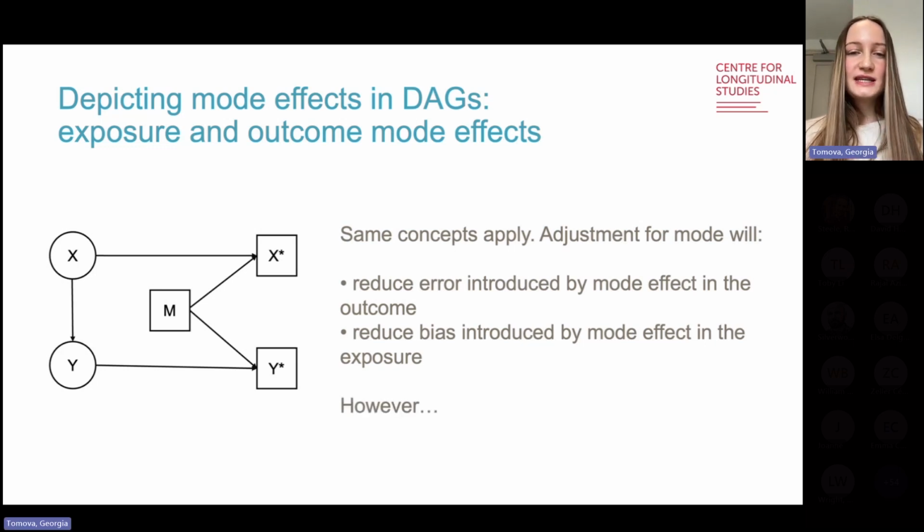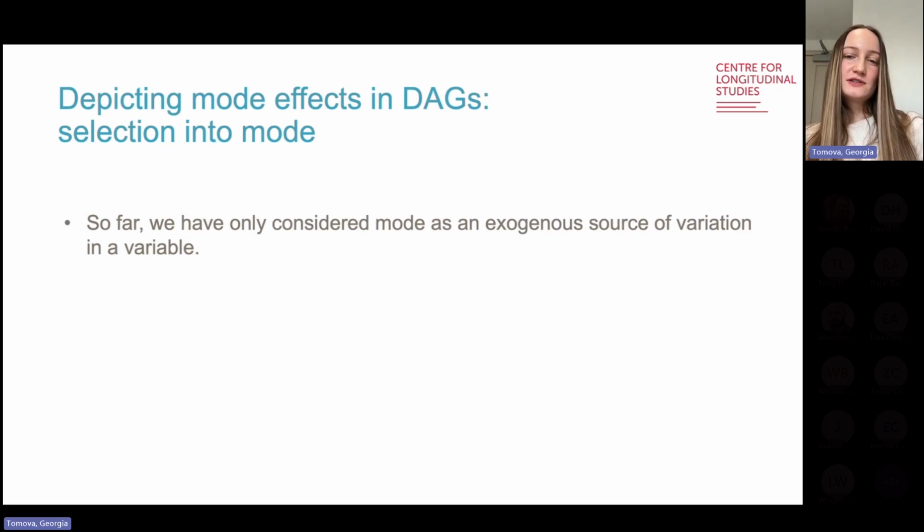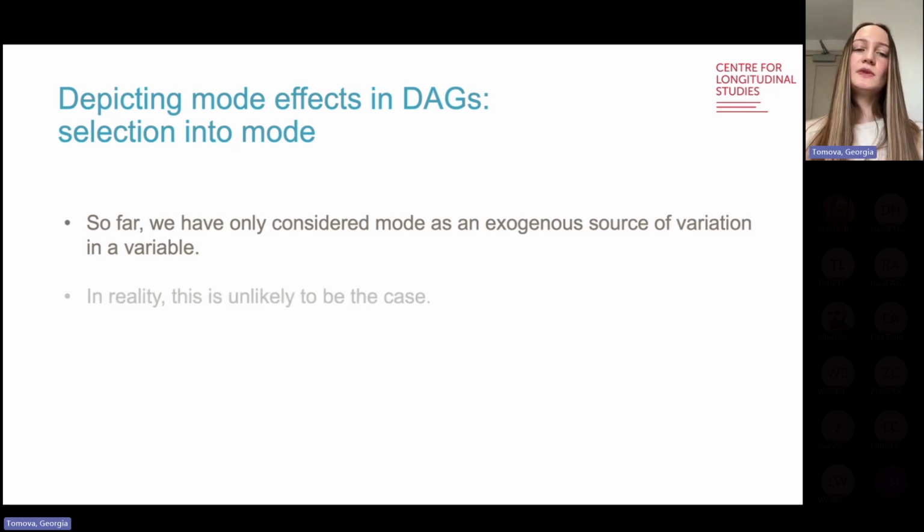However, of course, things cannot be as simple as that. So far, we've only considered mode as this exogenous source of variation in a variable. So we know that the way that the variable is measured might be slightly different depending on the mode, but otherwise we've assumed that the mode of data collection is not related to anything else in the causal process, so to speak. In reality, of course, this is unlikely to be the case.